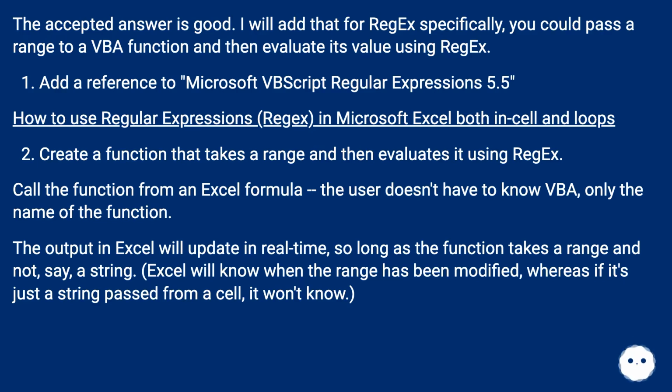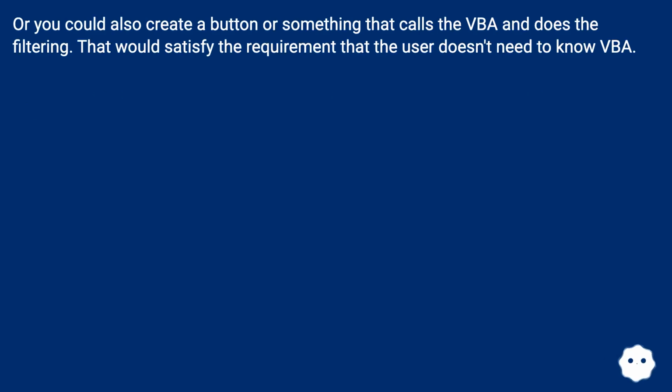The user doesn't have to know VBA, only the name of the function. The output in Excel will update in real time, so long as the function takes a range and not, say, a string. Excel will know when the range has been modified, whereas if it's just a string passed from a cell, it won't know. Or you could also create a button that calls the VBA and does the filtering. That would satisfy the requirement that the user doesn't need to know VBA.